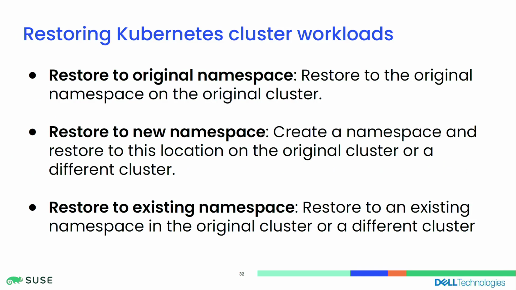For the restore process, we have 3 different options. So we can restore to original location, to the same RKE2 or K3s cluster where that Postgres database was backed up. Or we can restore to a separate RKE2 or K3s cluster, to a new namespace or to an existing namespace. So we have multiple options when we are going to restore.